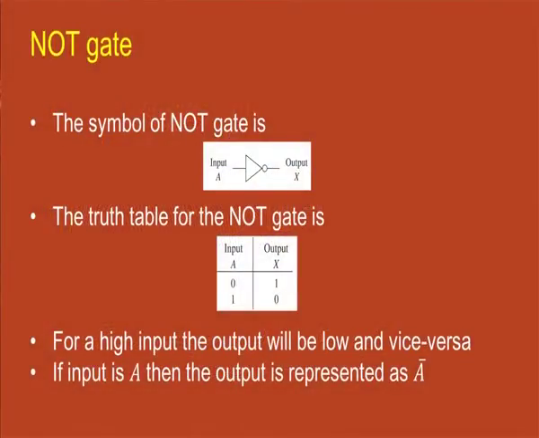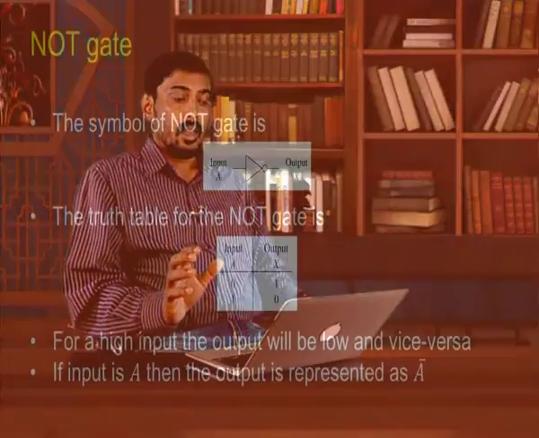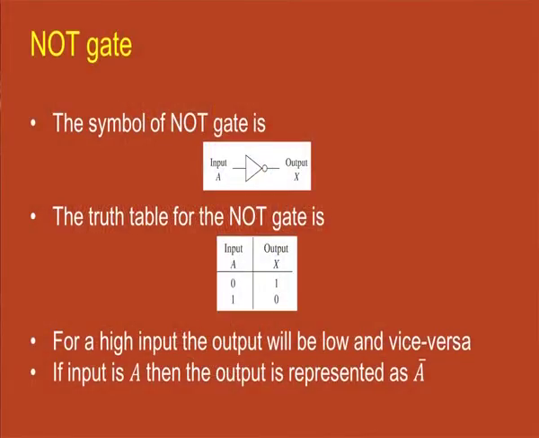So, let us first discuss the very basic gates, and the first very basic gate that we want to discuss is NOT gate. And the symbol of NOT gate is shown in this slide, where there is an input and we obtain an output from the gate, and this output is the complement of the input that we give to the gate.